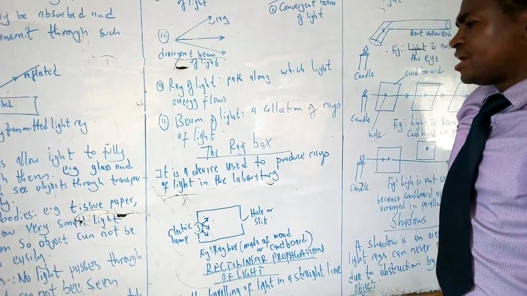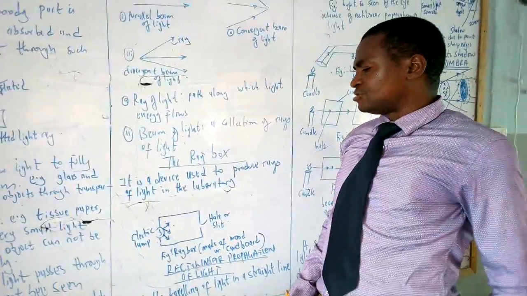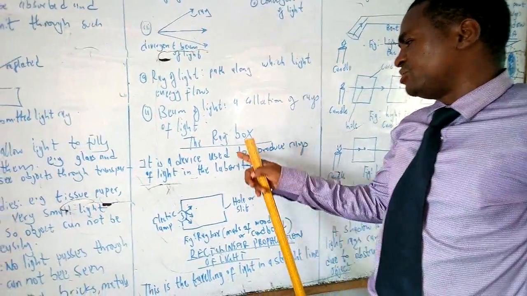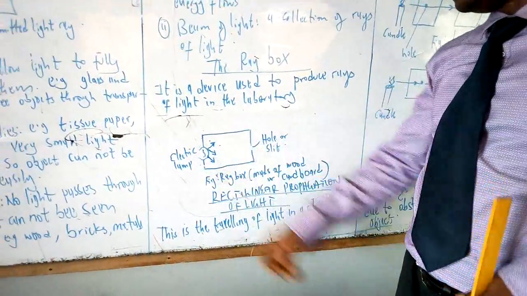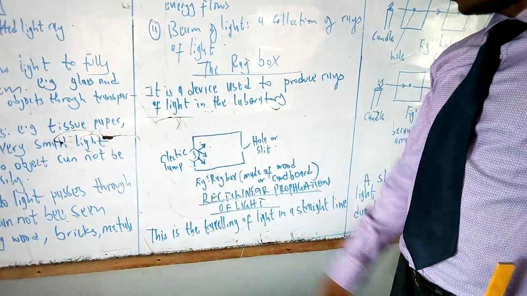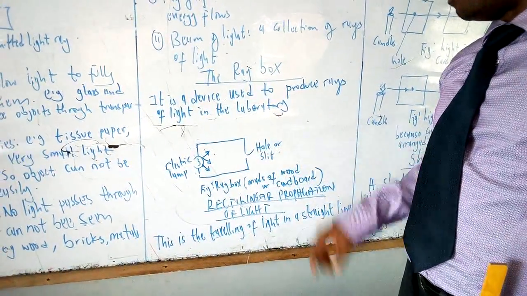Now, a device in the laboratory that we use to produce a ray of light is called the ray box. And the ray box may include just a source of light, the enclosure of the box, and then a slit or hole through which the light can emerge.